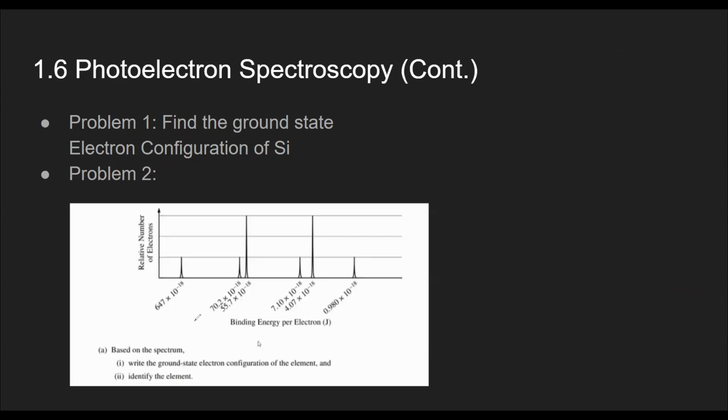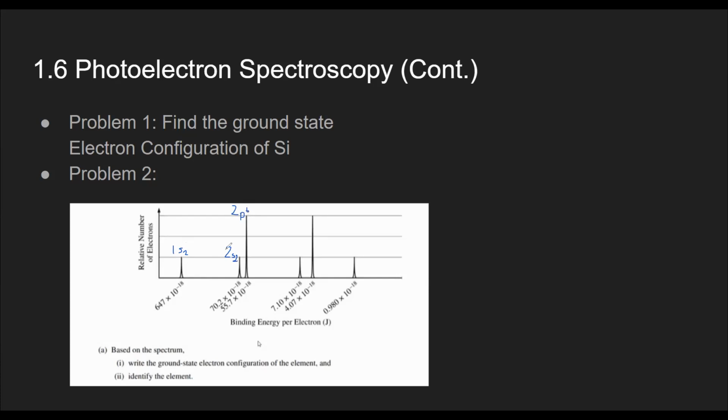So problem 2. This is an AP problem from AP Classroom. So thank you to College Board for providing all of this. First of all, what they're asking us to do is to write the ground state electron configuration of the element. So what you have is the small peaks, which is 1s2, 2s2, 2p6.